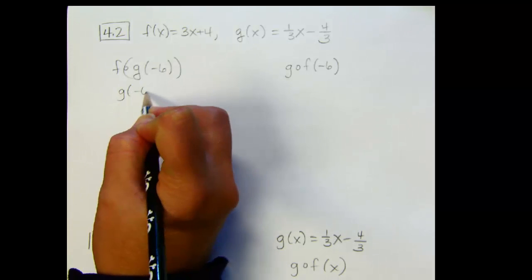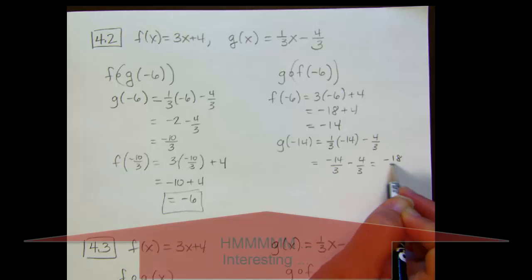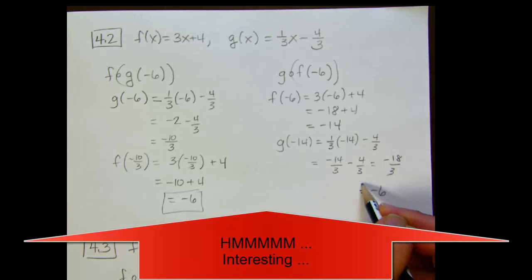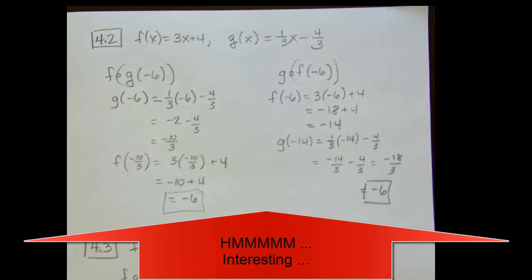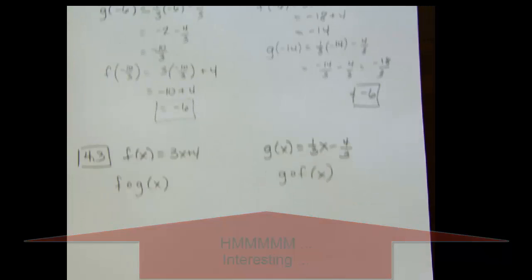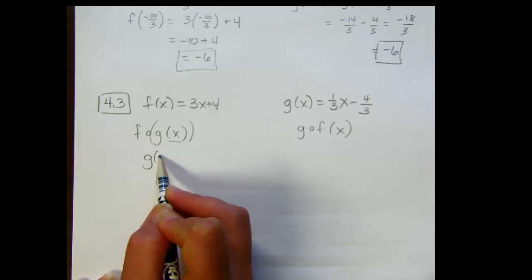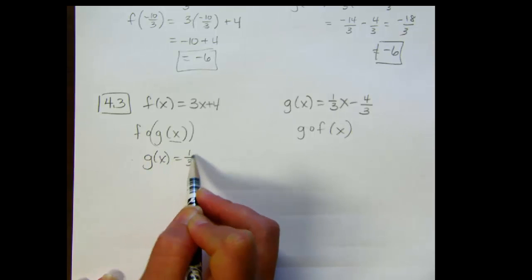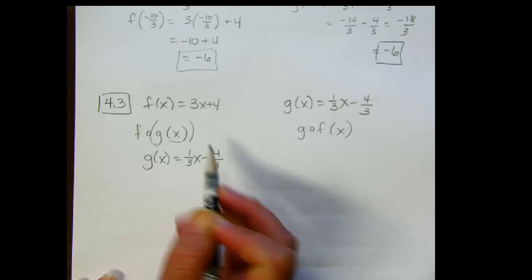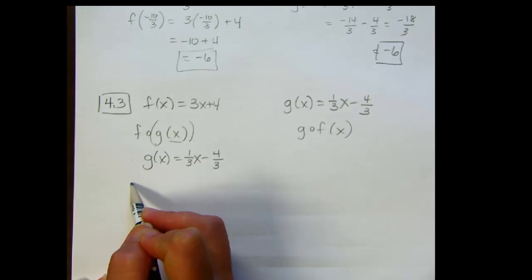Because pages 4.2 and 4.3 are not self-check documents, I wanted to show you real quickly the answers. If you need to see the work, pause. But for 4.2 you get -6 with both compositions. And now I'll show you more carefully the composition with a variable. Sometimes plugging in variables is harder because it gets a little bit messier.